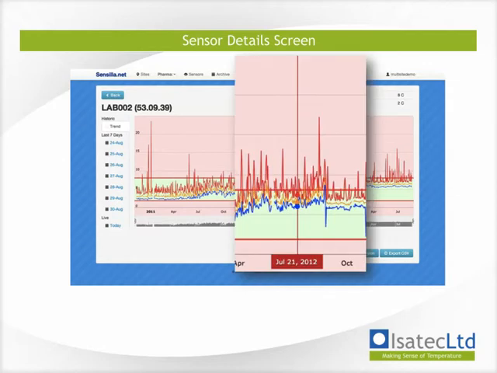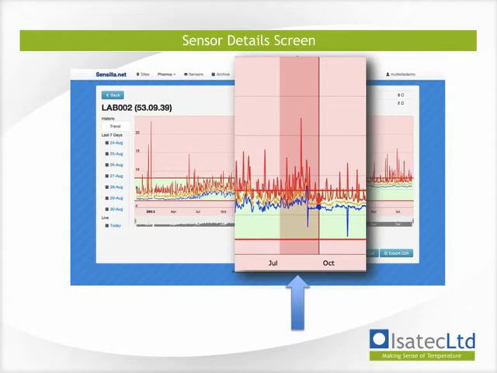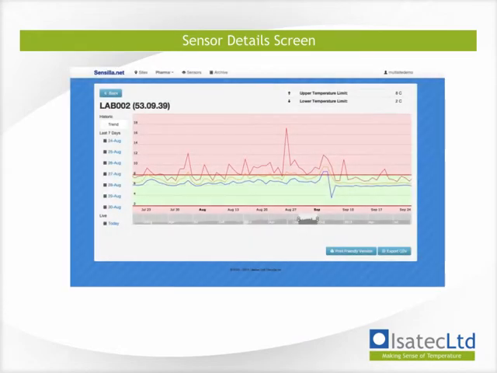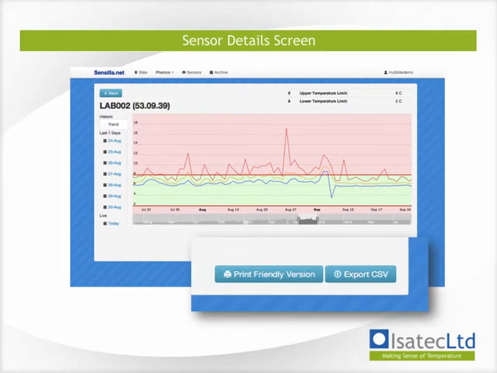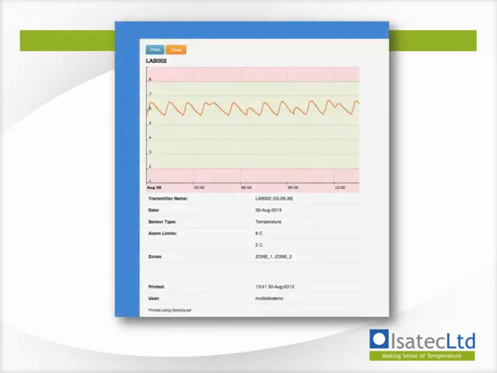Hovering the cursor on the screen allows you to see exactly what was happening to a particular sensor at any given time on any given day. Dragging the cursor over a selected area of the graph zooms into that selection. It's possible to export the data as a CSV file or print off reports for each sensor using the print-friendly facility for use in your own record systems. This will help you assess the performance of equipment such as fridges and freezers whenever you need to.